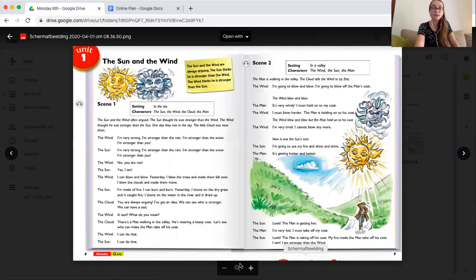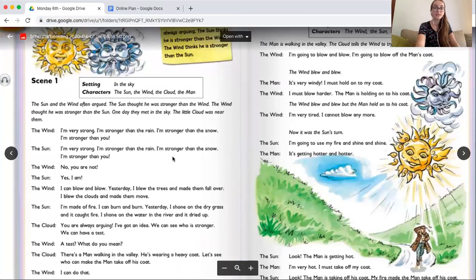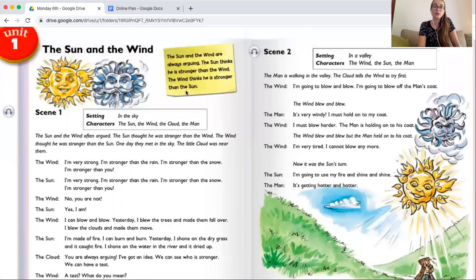Unit 1 is called The Sun and the Wind. And that's also the first story that we are going to read, and we're going to answer some questions about this story. So I'm going to read the story to you, and then we will look at the questions which I want you to answer. Okay, so the sun and the wind are always arguing. The sun thinks he is stronger than the wind. The wind thinks he is stronger than the sun.